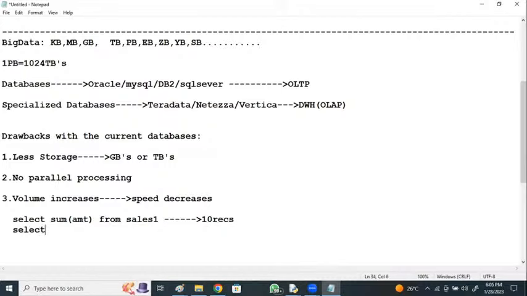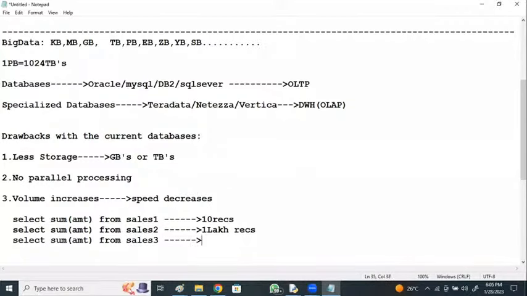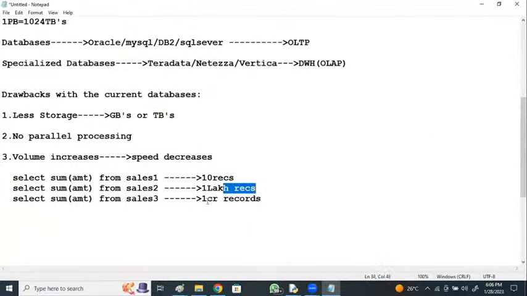And see one more query, right? Select sum of amount from sales two. Sales two has like 1 lakh records. Total amount from sales one, 10 records. Total amount from sales two, 1 lakh records. And a third table with 1 crore records. 10 records, 1 lakh records, and 1 crore records.